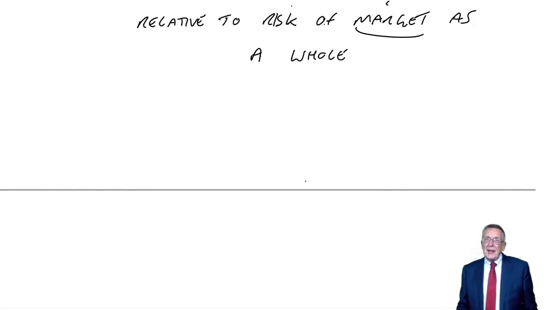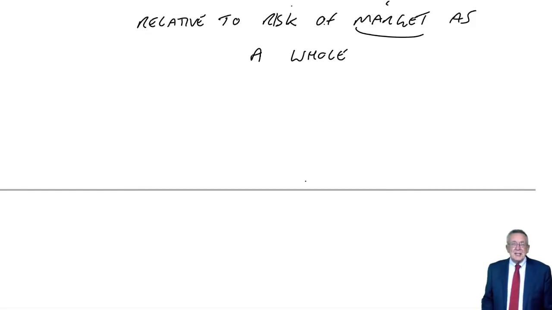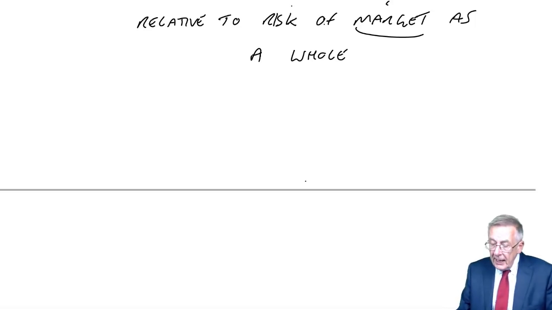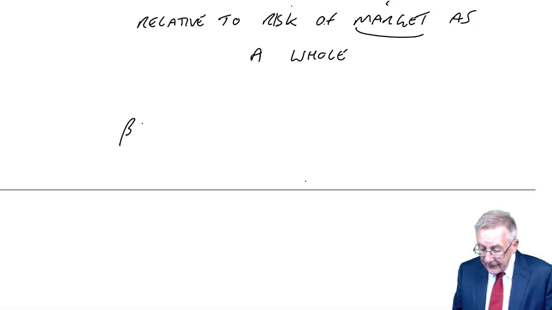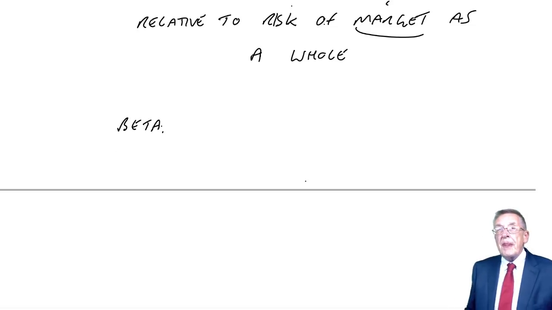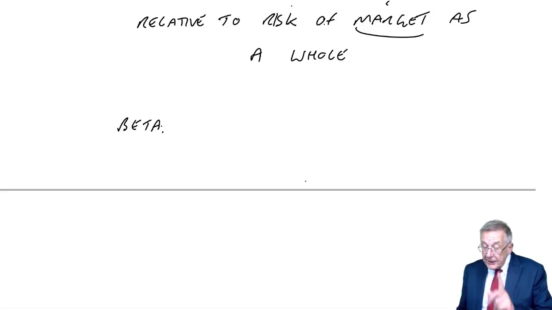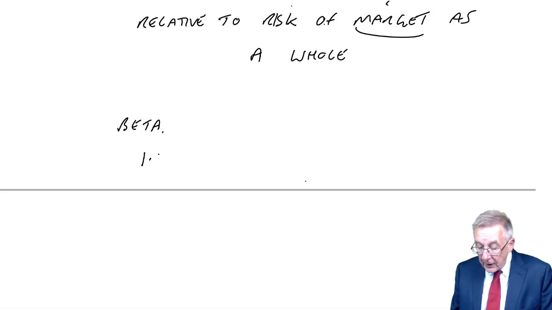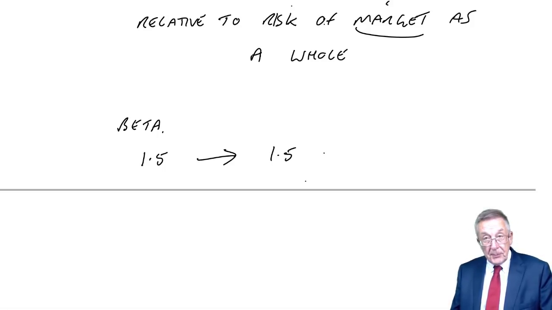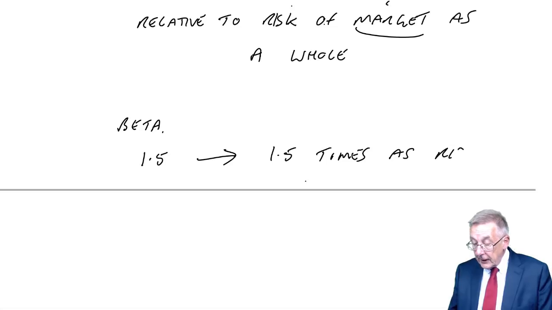And I'll tell you how to get the figure in practice later. But in the exam, you'll be given it. The measure we call the beta. And the beta measures how risky it is relative to the market as a whole. So, for instance, if we have a beta of 1.5, it simply means this particular share is 1.5 times as risky as the market as a whole.